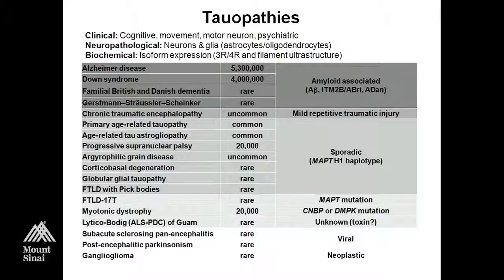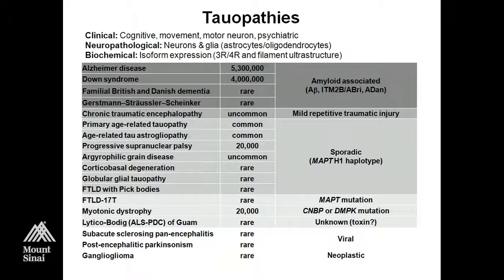The primary tauopathies are a group of diseases where tau is the main neuropathological feature, and there are a lot of them. We see neurofibrillary tangles in chronic traumatic encephalopathy, which is a neurodegenerative disease that follows repetitive mild traumatic brain injury, and I'm going to talk a little bit about that. There's also a host of other diseases.